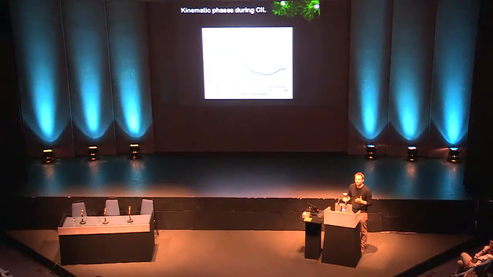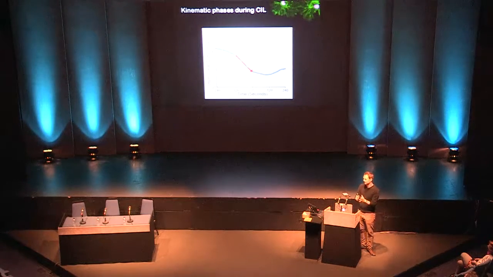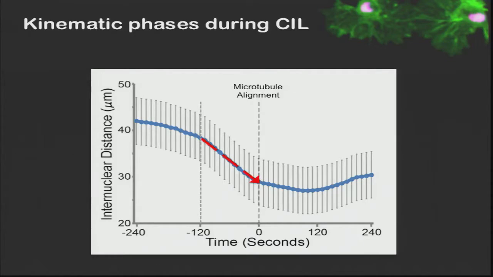So initially, the cells are slowly moving towards each other, and now this is a bit of an artifact by the fact that this analysis is only done on colliding hemocytes. However, 2 minutes before these microtubule bundles align, we see that these cells all of a sudden speed up towards each other. Upon microtubule alignment, they then slow down, and this is followed 2 minutes later by the cells repolarizing and then migrating away from each other.